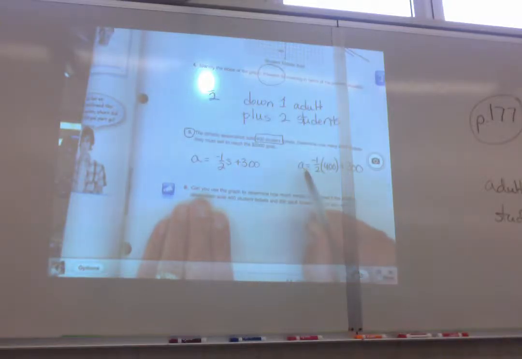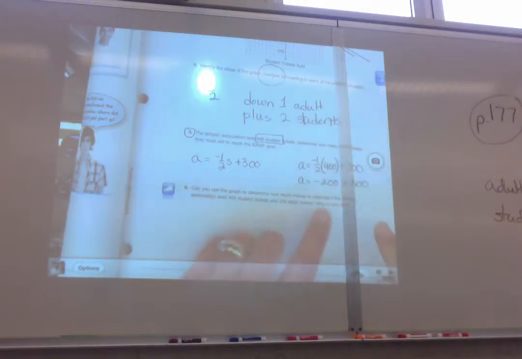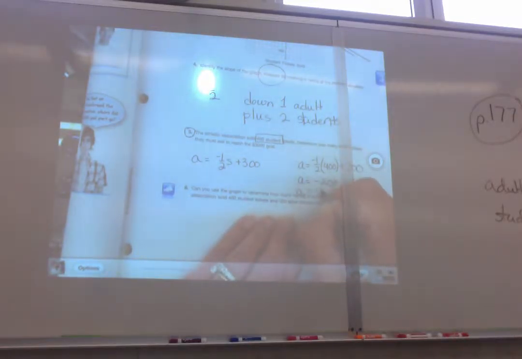Okay? What's negative 1/2 of 400? Well, first of all, what's 1/2 of 400? So A equals negative 200 plus 300. What's negative 200 plus 300? 100. Negative 200 plus A equals 100.